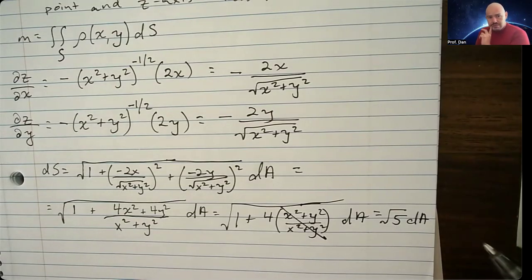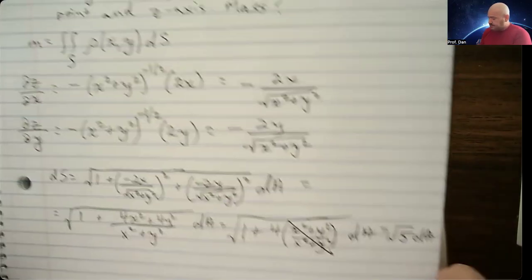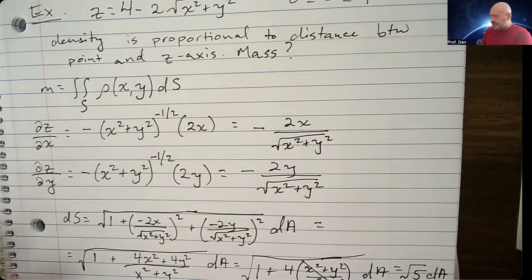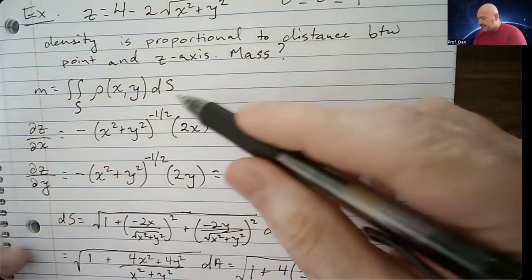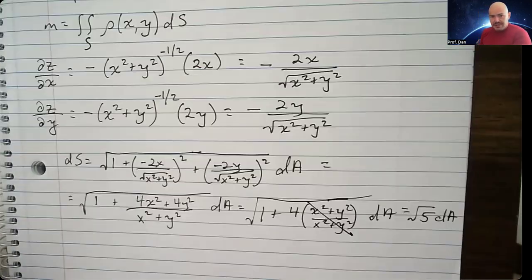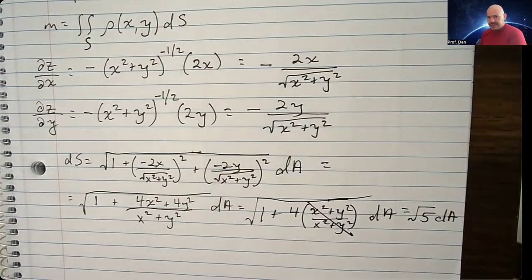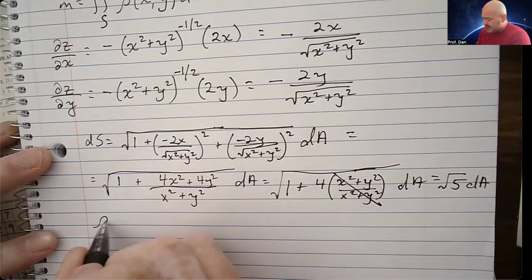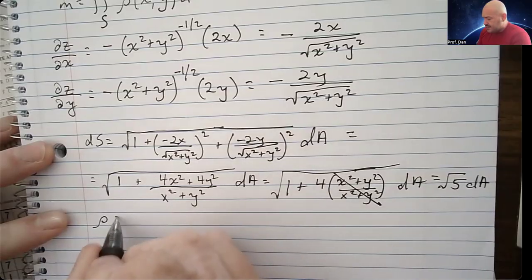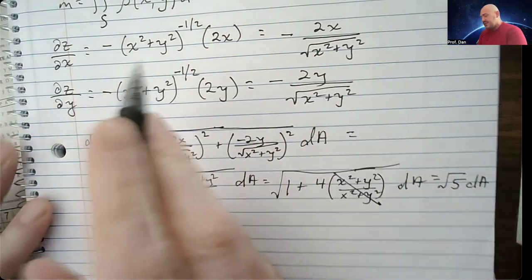So the next thing, now that I've figured out how to rewrite dA, I should probably go back and figure out what this density function is because that's what I'm going to have to integrate in this surface integral. So it tells us in words that the density is proportional to the distance between the point and the x-axis.